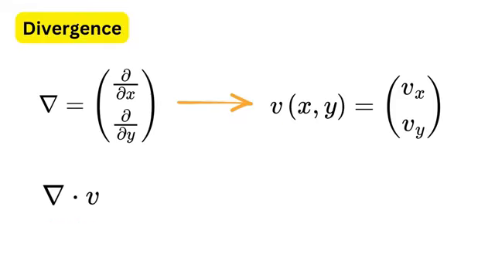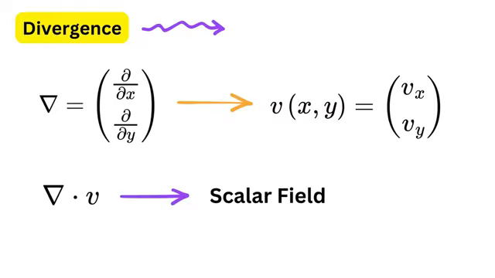First, let us talk about divergence. Divergence is defined as the dot product of the del operator with a vector field. The result of divergence is always a scalar field. The word divergence literally means spreading out.